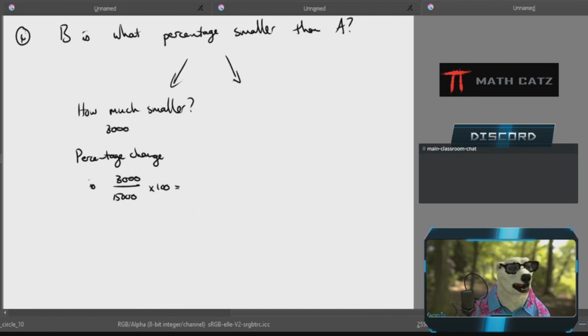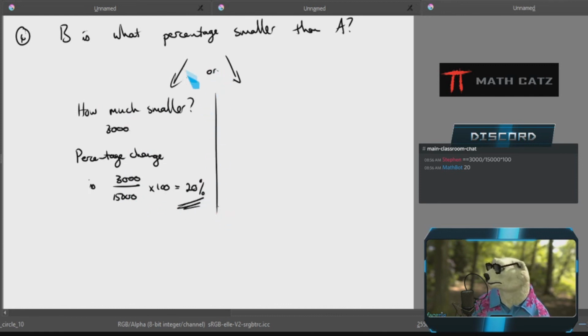Let's see what we get here, just to see something. It's not super complicated. 3,000 divided by 15,000 times 100. And we get what you might expect, the 20%. So if I focus on the change amount, make that a percentage, of course, I have to take care what goes where. Then I get my answer.